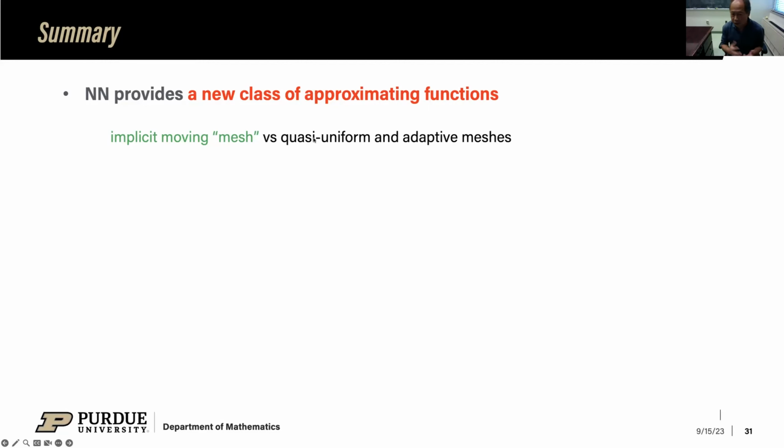versus the quasi-uniform mesh. That's what we do for the finite element, finite difference, finite volume sense. And also, in some way, similar to adaptive mesh refinement, but we don't have a topological mesh, which in a way is much more convenient.